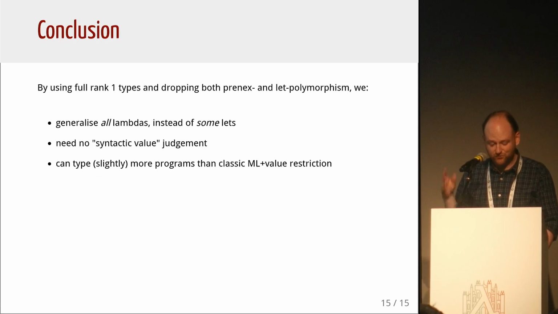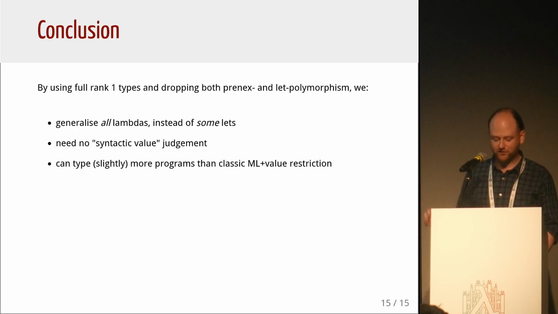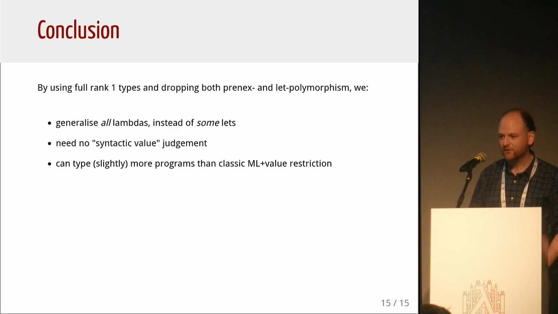So in general, if we switched to full rank 1 types for ML-style languages and dropped the assumptions of prenex polymorphism and the assumption of let polymorphism, then the type system says we generalize all lambdas rather than some lets. We don't need the syntactic value judgments, and yes, we can type a few more programs, but not especially interesting ones. Thank you.